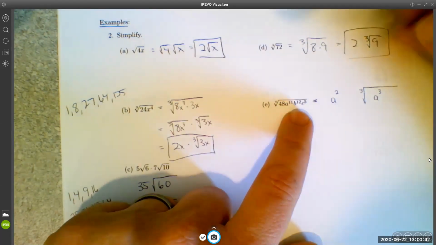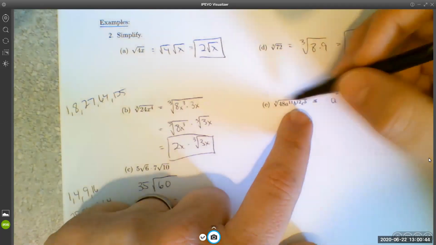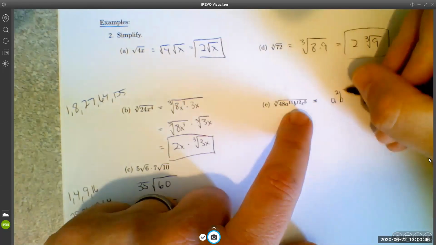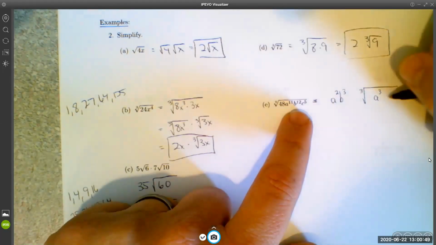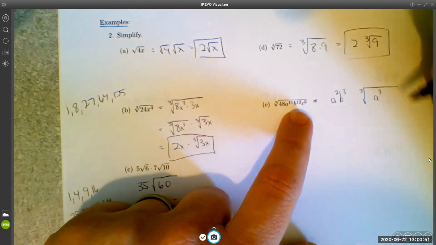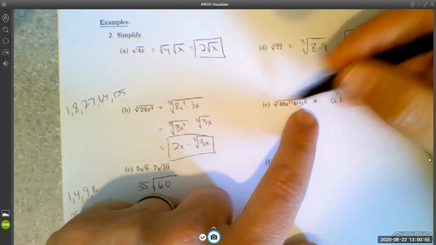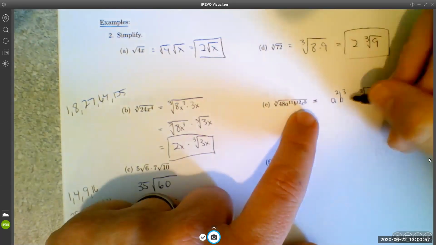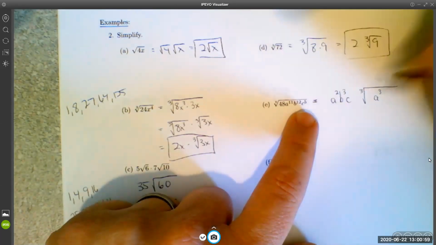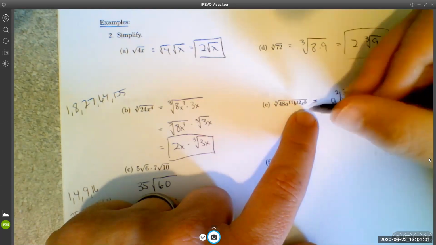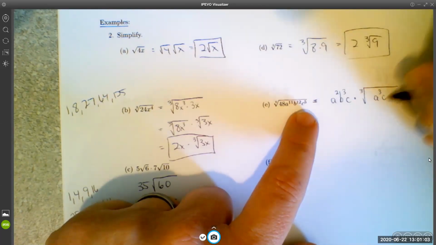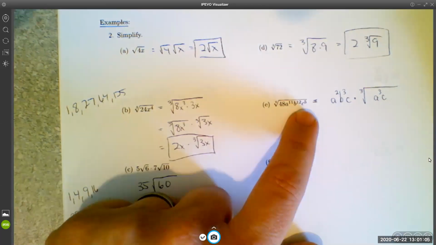With b to the 12th, 4 goes into 12 3 times with no leftovers. So I'm not going to have any b's left over on the inside of the radical. And then c to the fifth, right? 4 goes into 5 once. So I'm going to have a c to the first power on the outside, with 1 left over. So I'm going to have a c to the first power on the inside.